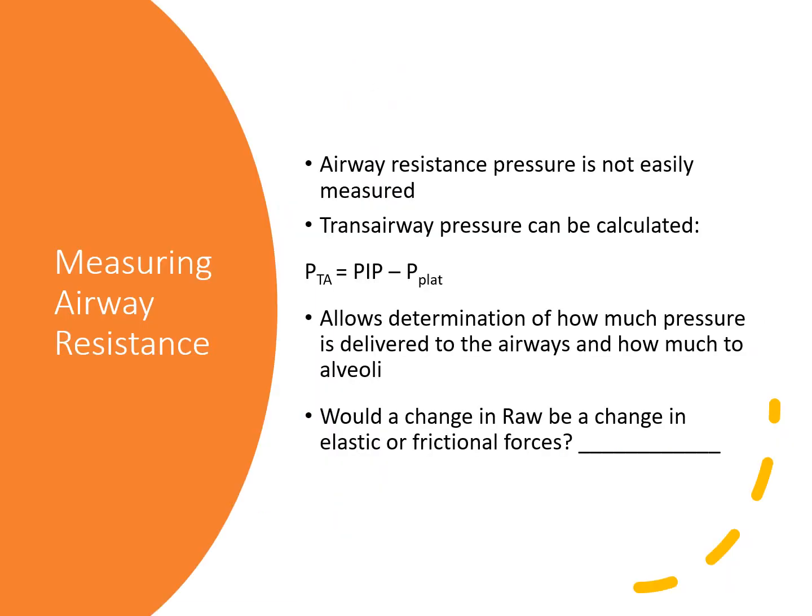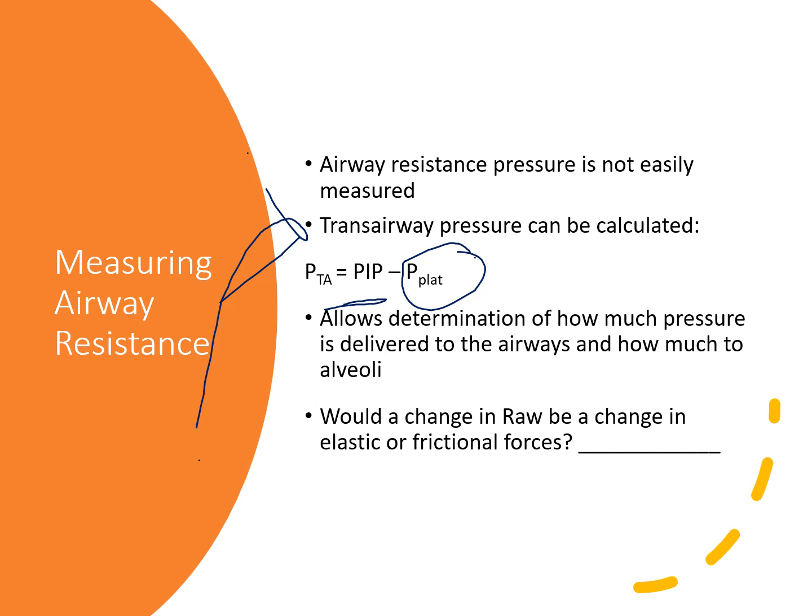Airway resistance is not easily measured. So what we usually have to do, and this brings in our terminology from earlier, is look at transairway pressure, the pressure difference between pretty much the airway opening or the mouth, which in this case is going to be the peak inspiratory pressure at the ventilator, and then what it is at the alveolar level. So PIP minus plat. And that's what we were looking at in one of the previous slides where I showed that graphic, where it showed a change in compliance versus a change in resistance.